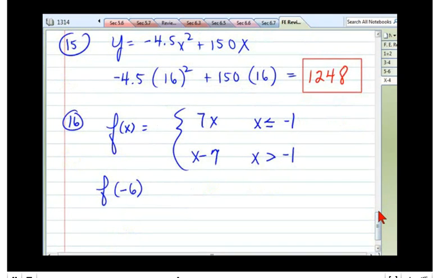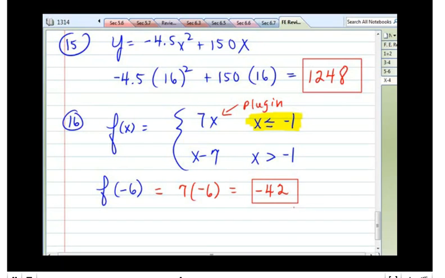Do not plug it into both pieces. Decide which piece to plug it in. And you have to look at the parameters. Is negative 6 less than negative 1 or greater than negative 1? Less. So that's what you do, and you say, oh, it fits there, so I'm going to plug in here. Okay? So f of negative 6 equals 7 times negative 6, which is negative 42. So you don't want to do both pieces. You want to do the one that fits.